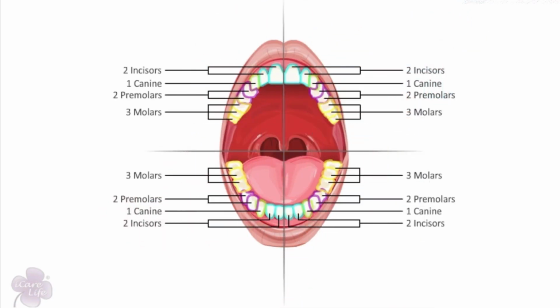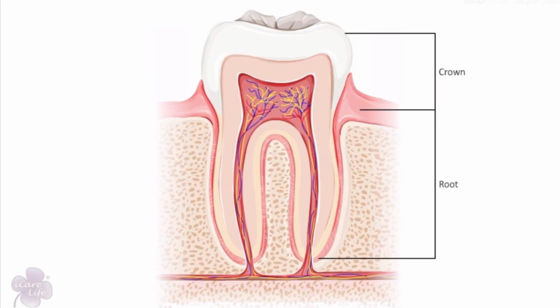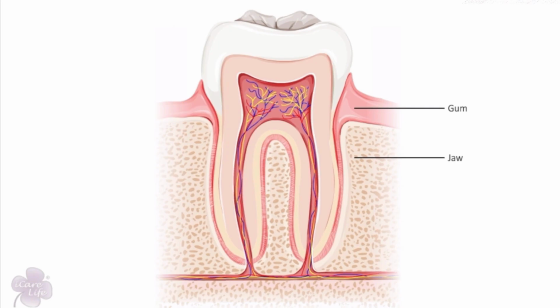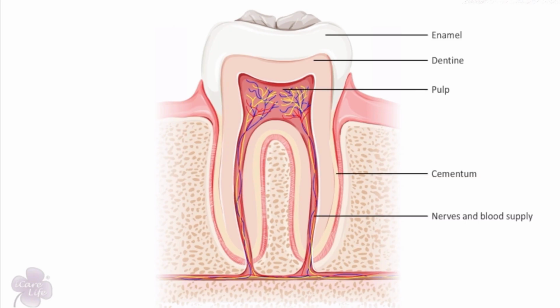Let us recap what we have learnt about the mouth. An adult has 32 permanent teeth. In each quadrant there are 2 incisors, 1 canine, 2 premolars, 3 molars. The visible part of the tooth is the crown, and the part embedded in the jaw is the root. The gum helps attach the tooth to the jaw. The parts of a tooth are enamel, dentine, cementum, pulp, nerves and blood.